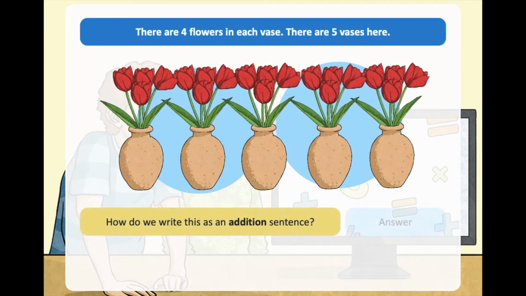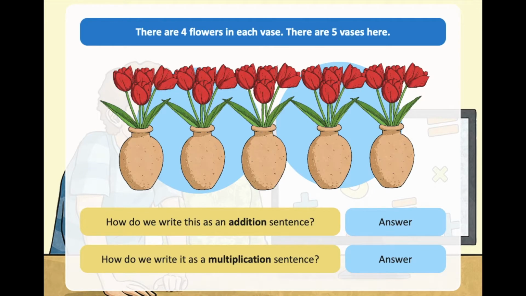Here's another example. There are 4 flowers in each vase. There are 5 vases here. How do we write this addition sentence? Well, we know that there's 4 flowers, so we go 4 plus 4 plus 4 plus 4 plus 4. Okay, so it should look like this. And if you know your skip counting, 4, 8, 12, 16, 20. Now, how do I write this as a multiplication sentence? Well, how many groups are there? There are 5 groups. Look, 1, 2, 3, 4, 5. 5 groups of 4.